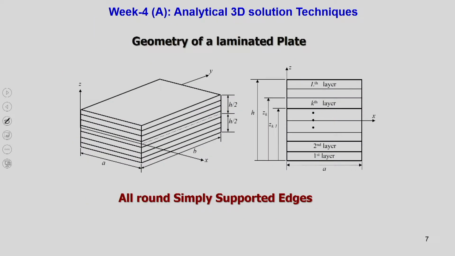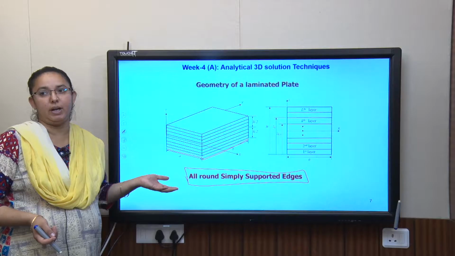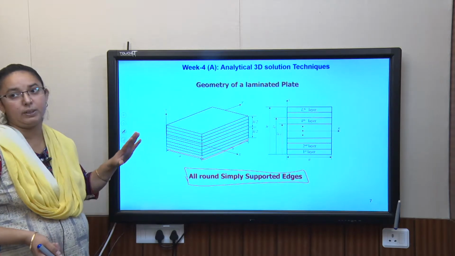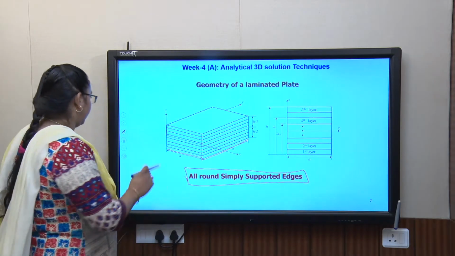So, let us consider a geometry of a plate whose length is A, width is B, this axis is X, this axis is Y, this is Z. Since I am developing a solution for, let us say, a composite plate, they may have some layers 1 to L, and the first condition is all round simply supported. Recently we have developed a solution for a Levy plate, but I am not going to discuss that here. I am going to discuss a general methodology used to develop the solutions.